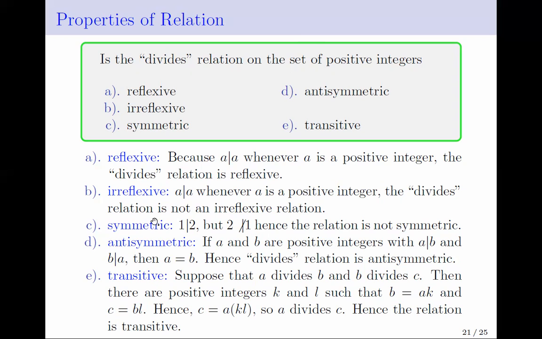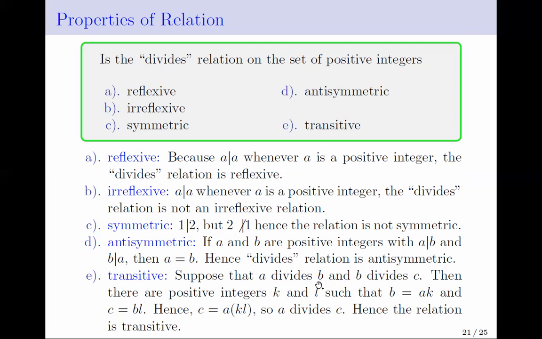What about symmetric? We know that 1 divides 2, that is, 2 is a multiple of 1, but 2 does not divide 1. Or think of 3 divides 6, but 6 does not divide 3. Therefore, it is not a symmetric relation. Symmetric means if a is related to b, then b is related to a. What about antisymmetric? If a and b are positive integers with a divides b and b divides a, then a equals b. This is true, therefore this divides relation is antisymmetric.